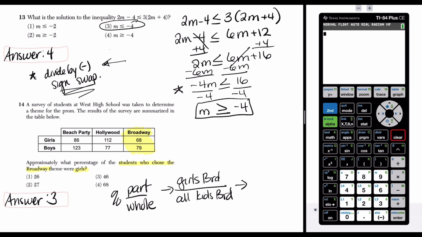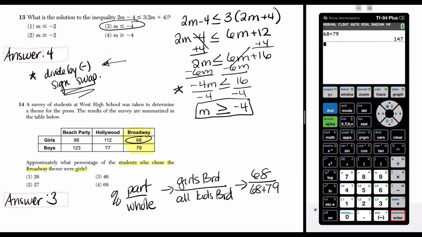So great, the girls who chose Broadway, that's 68. Out of all the students who chose Broadway, that means boys and girls in this case. So I'm adding 68 plus 79, and we get 147.